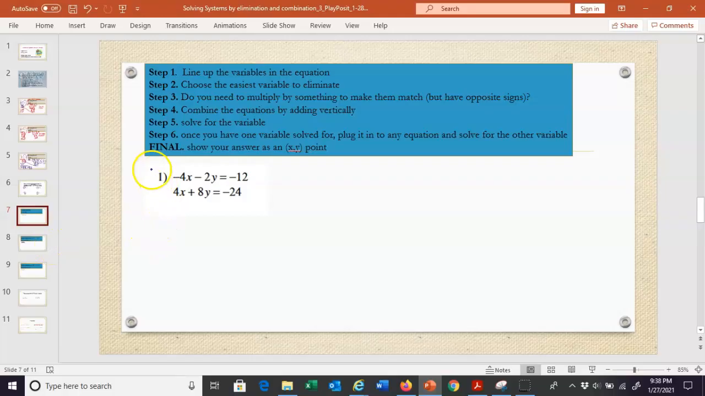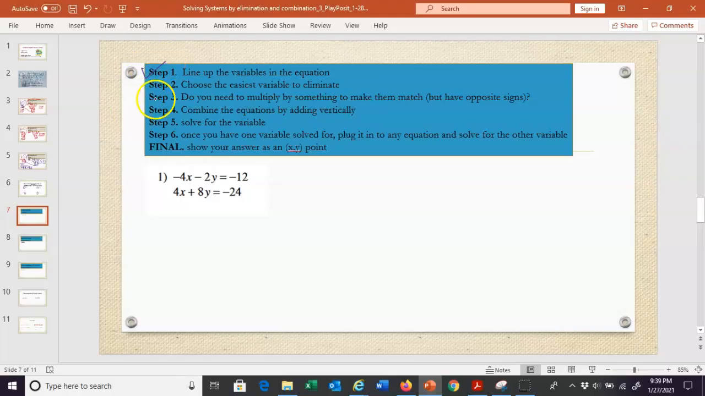Again, I have the steps for you. Step number 1, line up the variables in the equation. So you want to be able to see, do I have any pairs of variables that have that opposite? So the x's are right on top of each other, the y's are on top of each other, and the constant values are over here on the right. So you want everything to be in the same line. So step number 1 for us for this problem is done.